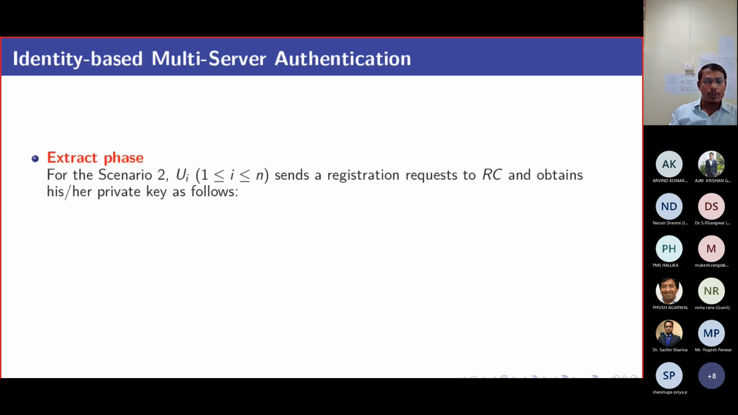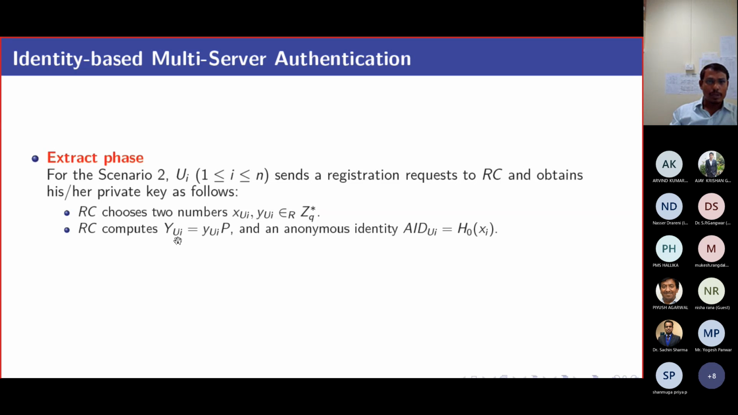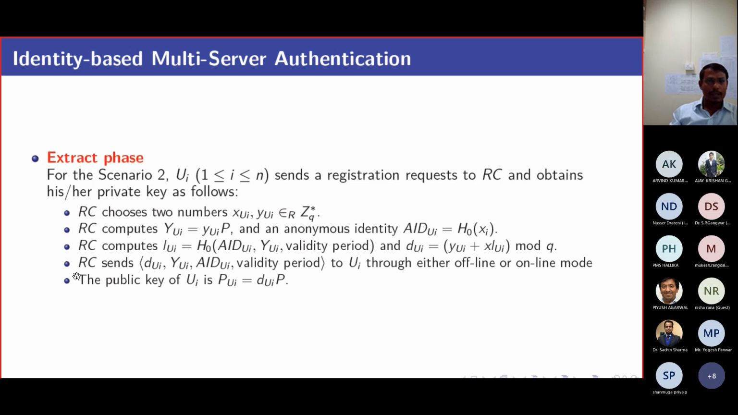Instead, we are creating a pseudo identity. So here you see the RC chooses a random integer. Then it will calculate this Y value like before, but it creates a pseudo identity for the user UI. Here you see the actual identity is not involved. We have the pseudo identity, and we are creating the private key and the corresponding public key from it. So here the RC delivers the identity-based private key, this public value, the pseudo identity as well as the validity period.